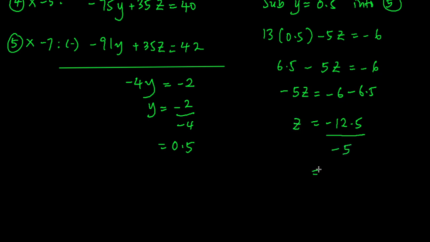Okay, so what is this? Negative 12.5 divided by negative 5, so it's 2.5, right? Yeah, it's 2.5. Okay, never mind, leave it first. I'm not sure whether the answer is correct or not. We can check this later on.